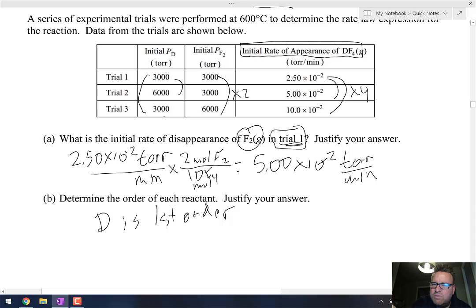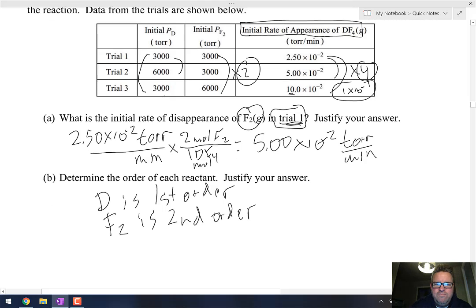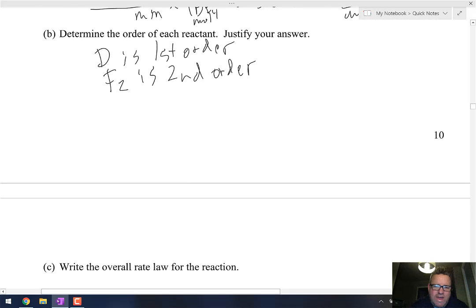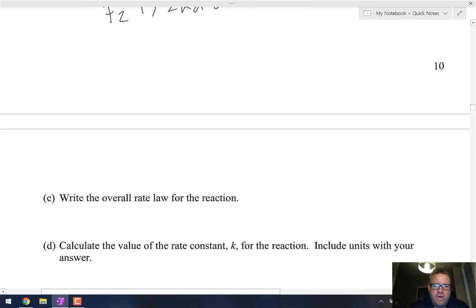And they could have made this more difficult. They could have said 1 times 10 to the minus 1 to be correct in terms of scientific notation, but they were trying to make this question easier. So they did go all the way up to 10, just so it would be easier for you to see that it's going up by a factor of 4. So F2 goes up by a factor of 2. This goes up by a factor of 4. Therefore, F2 is absolutely second order. Okay, and then you would need to justify that. I just don't want to waste all your time here. I know you know how to do that now.